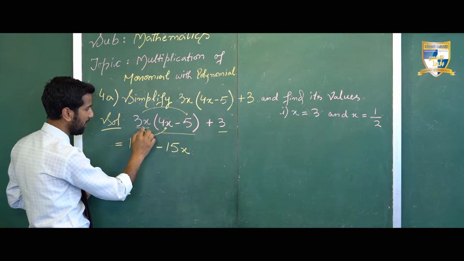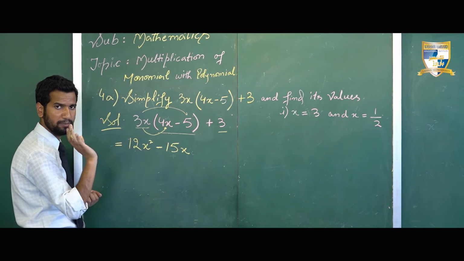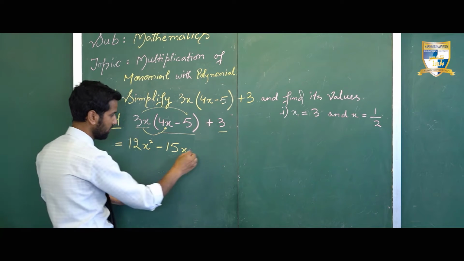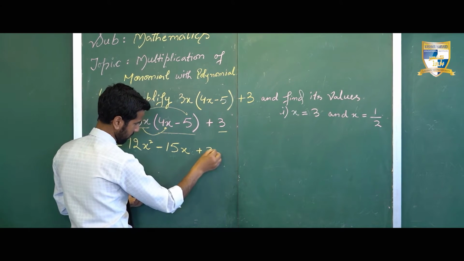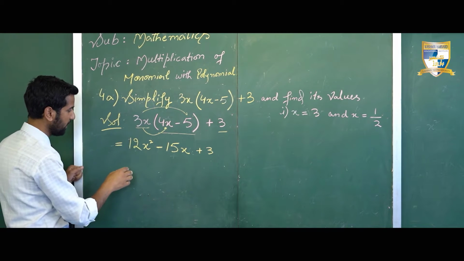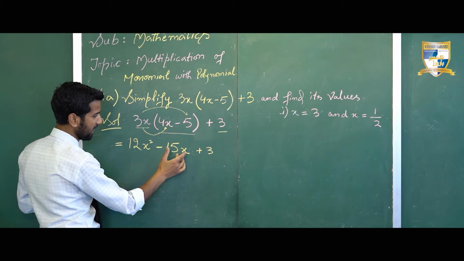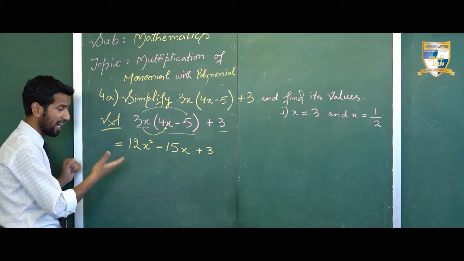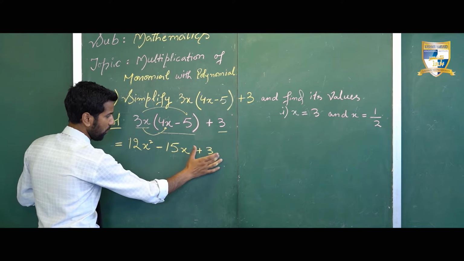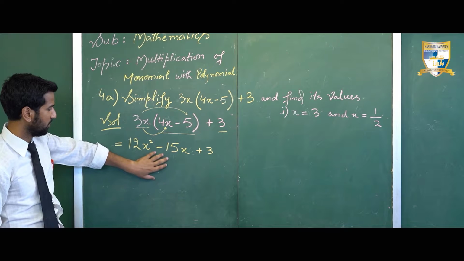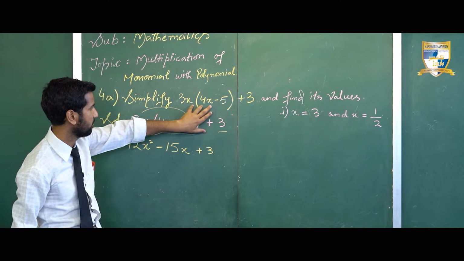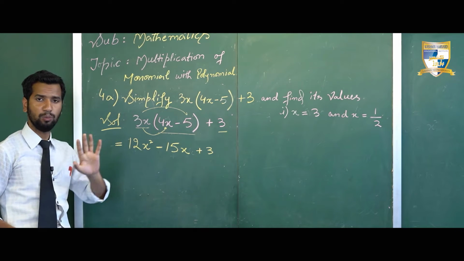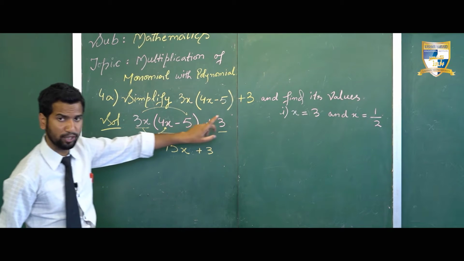That's what we are getting after multiplying this monomial with this binomial. So it is 12x square minus 15x and then we have plus 3. Now all the three terms are unlike here, so we can't proceed further. We can't add or subtract them. So here we are going to stop. This is the most simplified form of this expression, 12x square minus 15x plus 3, because now all the three terms are unlike.